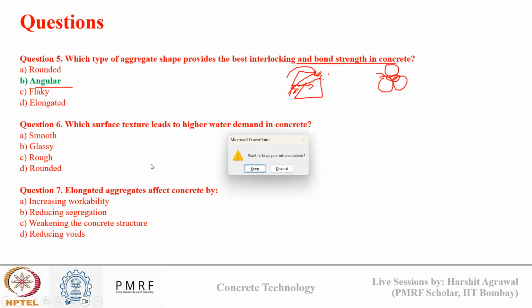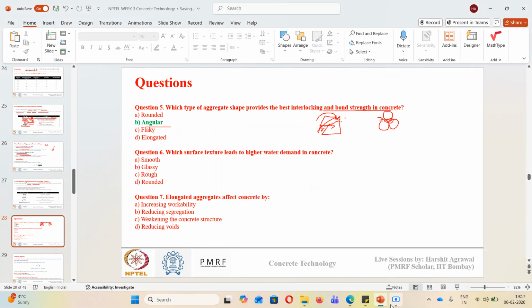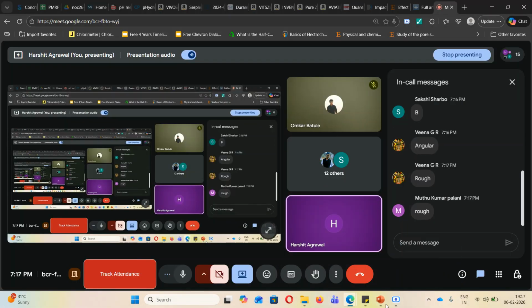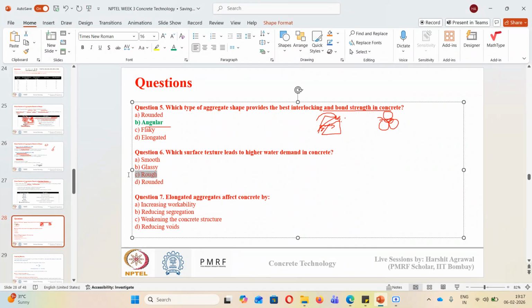Can anyone tell me the answer for question number 6? Yes, the correct answer is rough aggregates. So smooth aggregates, they have the least water demand. Glassy aggregates have the least water demand. Rounded aggregates, they will have lower surface area compared to a rough aggregate.